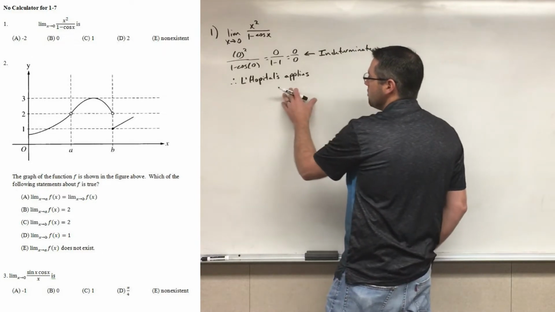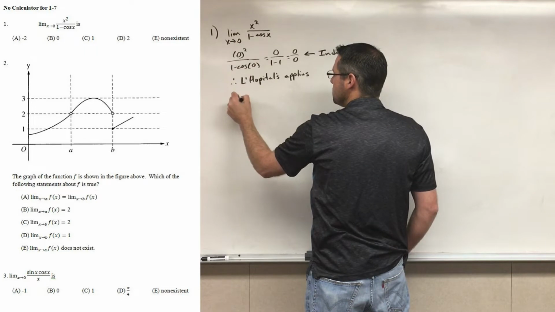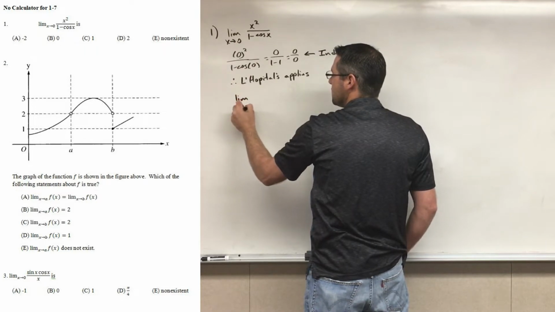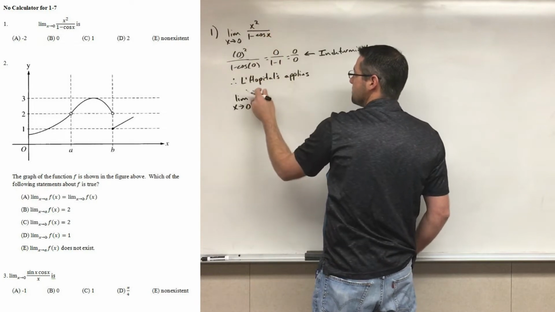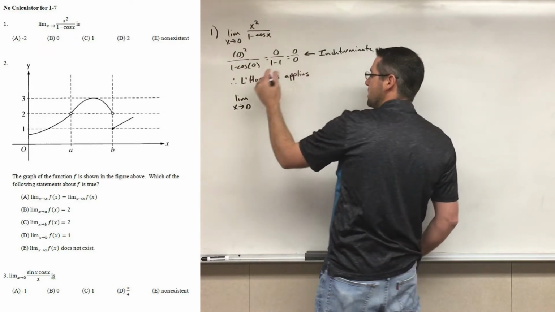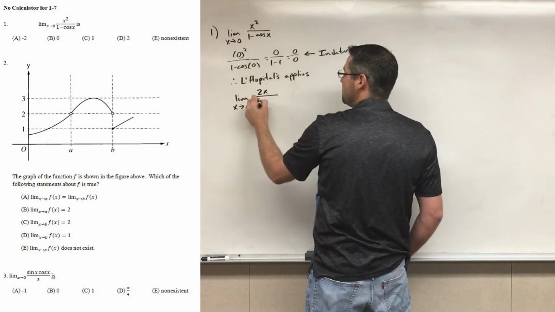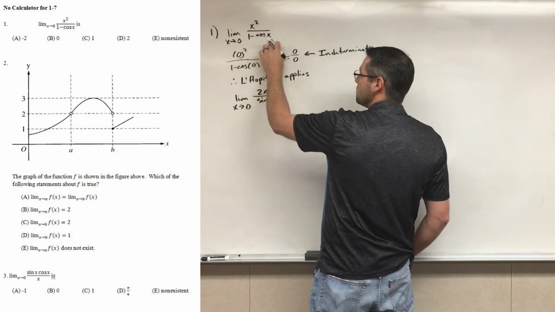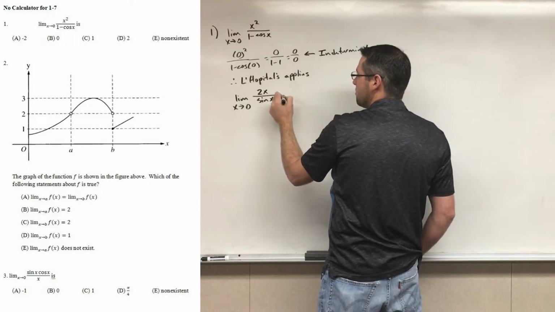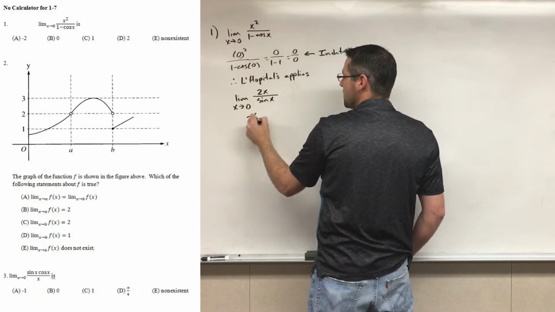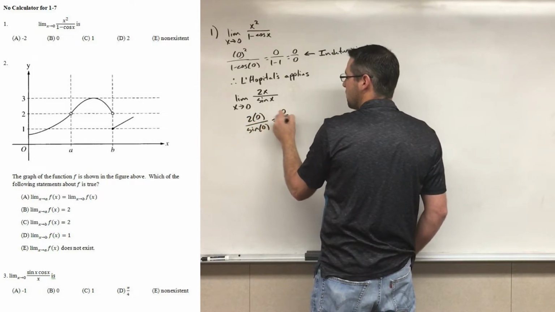So from here, remember, L'Hopital's rule said that the limit of a function is equal to the limit of the derivative of the top over the derivative of the bottom. So we're not using quotient rule here, we're just taking the derivative of the top, which is 2x, and the derivative of the bottom would be sine of x, because the derivative of cosine is negative sine, but we have a negative out front here. So now when I plug that in, we get 2 times 0 over sine of 0, and so we end up with 0 over 0 again.